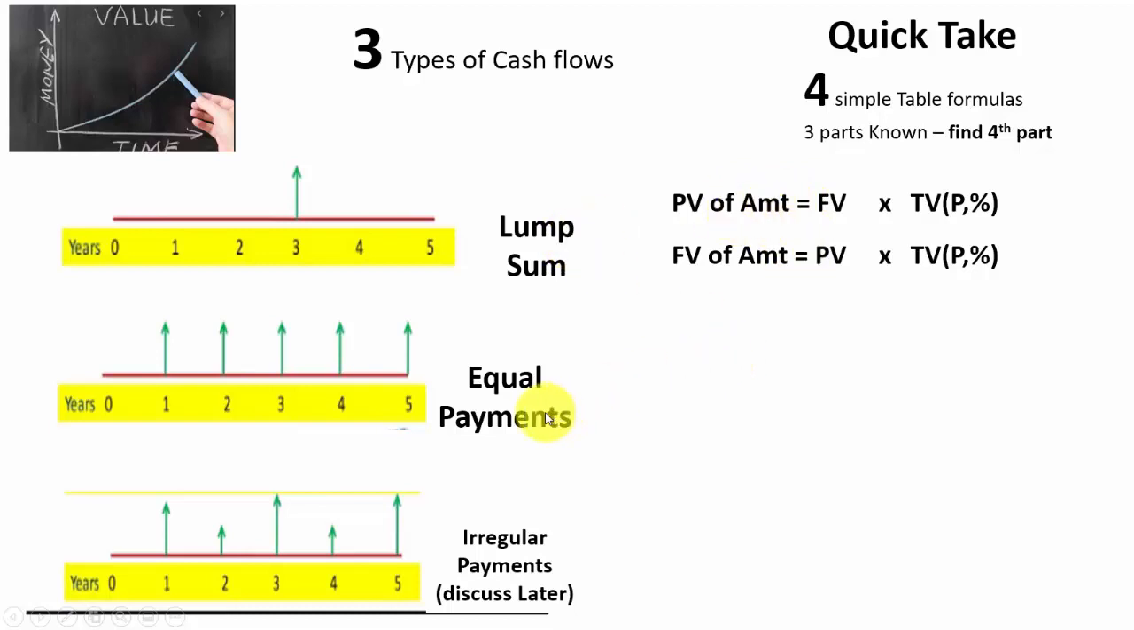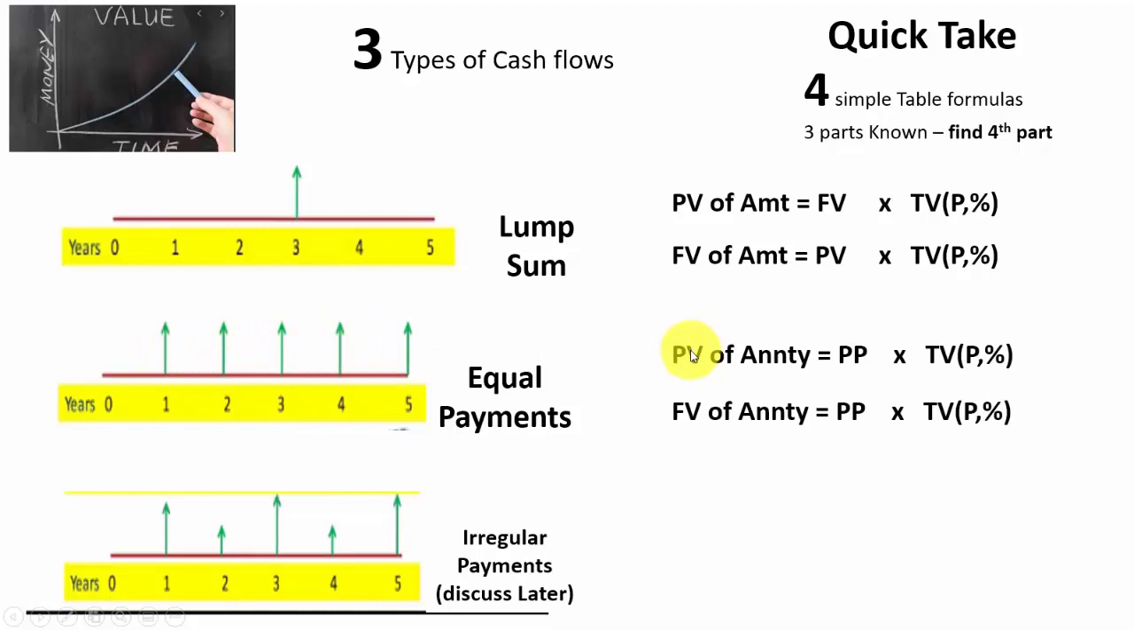If you're dealing with a series of equal payments, that is, sometime in the future getting a series of equal payments, that's called an annuity, and there are two formulas involved. The present value of an annuity equals the periodic payment times a table value, based on a certain number of periods and a certain interest rate. Or you'll be dealing with the future value of an annuity, which is equal to the periodic payment times some table value that represents a certain number of periods at a certain interest rate.